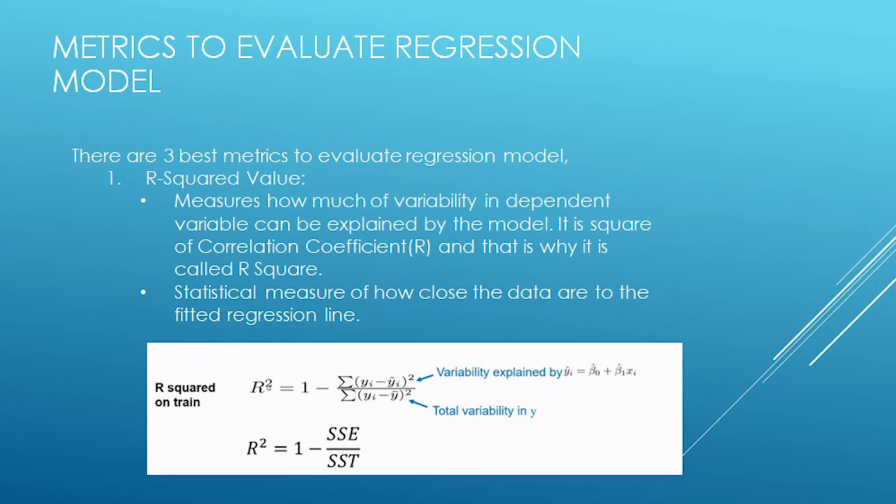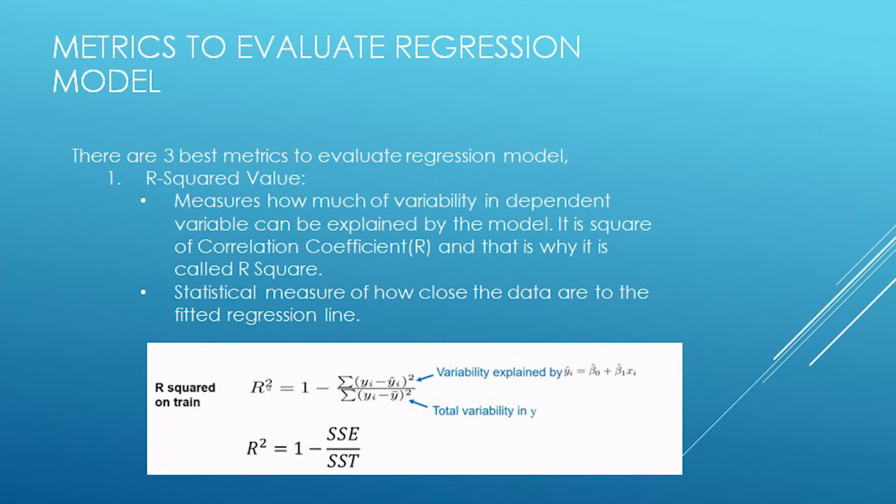One is R squared value. So let's see what is R squared value. R squared value measures how much of the variability in a dependent variable can be explained by the model. It is just a square of the correlation coefficient, and precisely it is a statistical measure of how close the data points are to the fitted regression line.